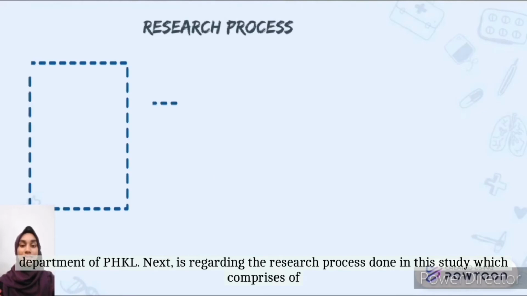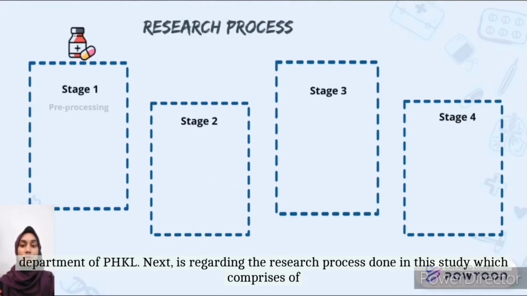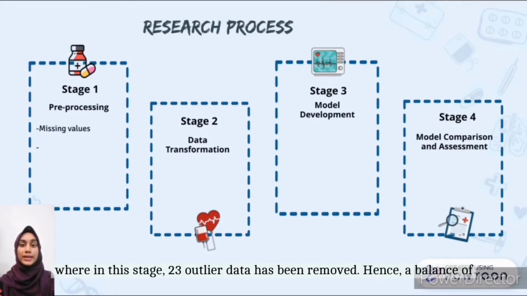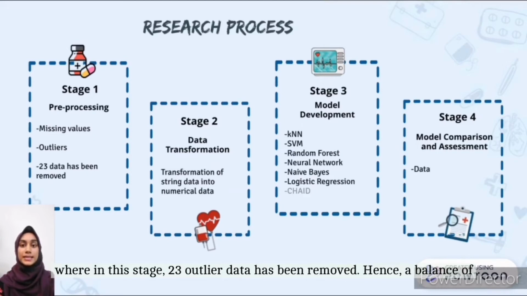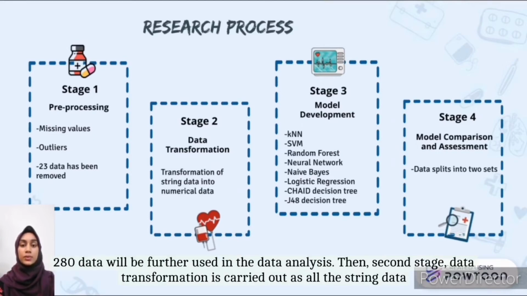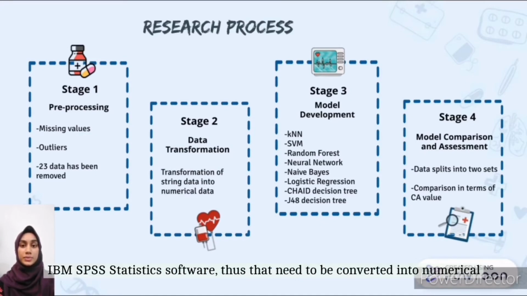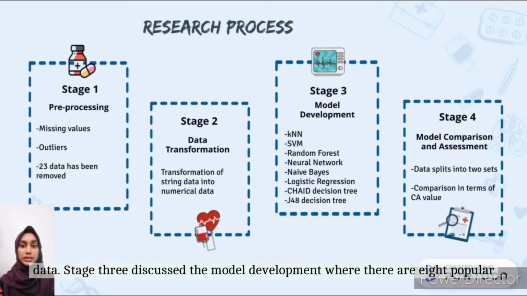Next is the research process done in this study, which comprises 4 stages. The first stage is pre-processing, where in this stage 23 outlier data have been removed. Hence, a balance of 280 data will be further used in the data analysis. Then, in the second stage, data transformation is carried out, as all the string data cannot be directly analyzed in the IBM SPSS Statistics software, thus they need to be converted into numerical data.